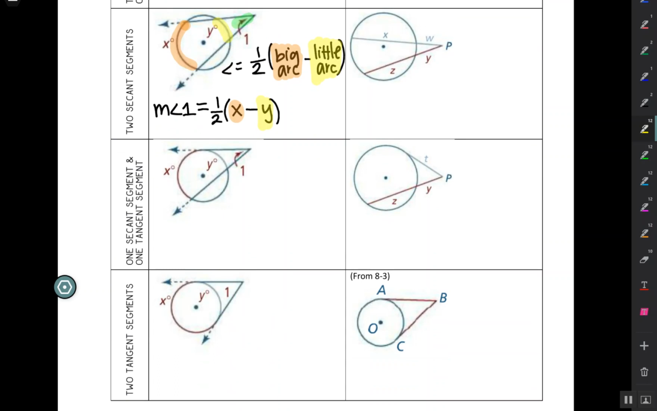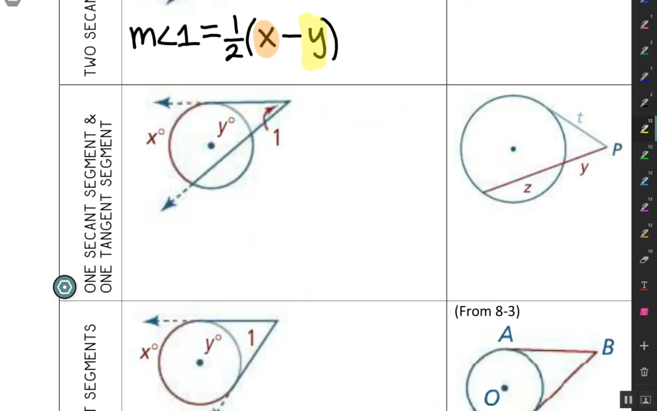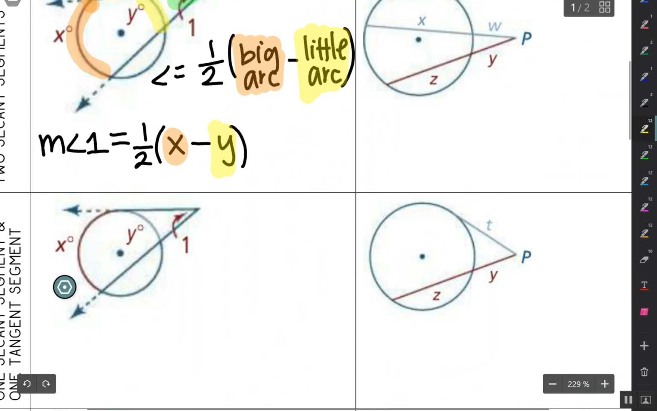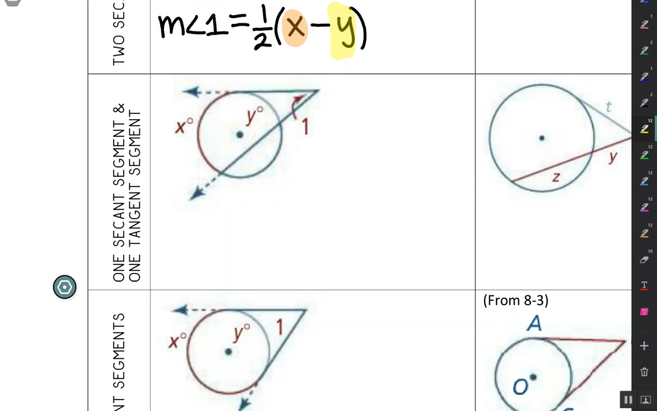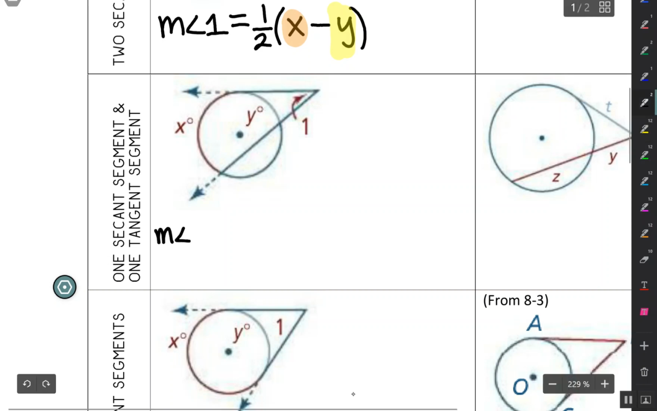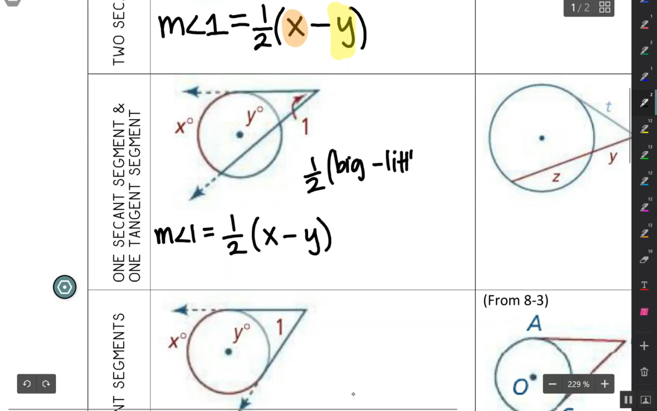In the next picture here, we've got one secant segment, which is the one that goes through the circle, and one tangent segment, which just kind of drives by and hits the circle once. You still get the exact same formula. Again, the measure of angle 1 is 1/2 times the difference of the big arc minus the little arc. So again, it's 1/2 big arc minus little arc.